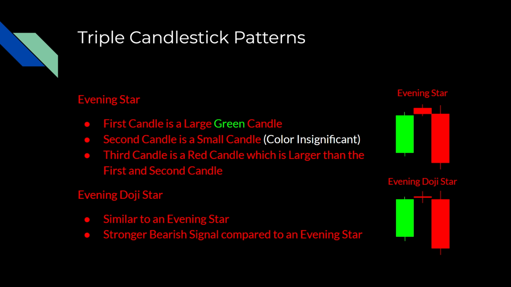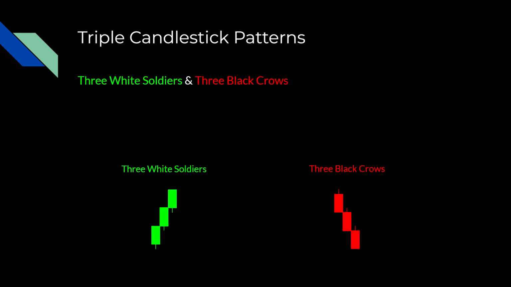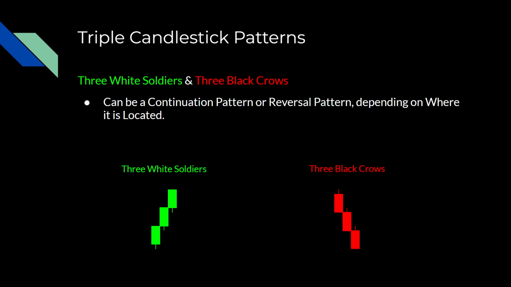The next triple candlestick pattern we will talk about is 3 white soldiers and 3 black crows. 3 white soldiers consists of 3 consecutive bullish candles. 3 black crows consists of 3 consecutive bearish candles. These two patterns can be both continuation and reversal patterns, depending on where it is located.